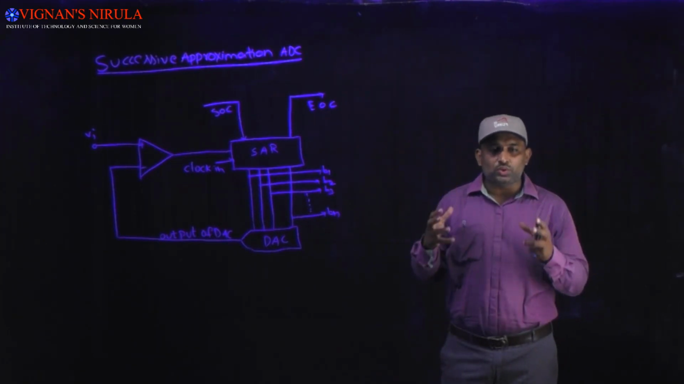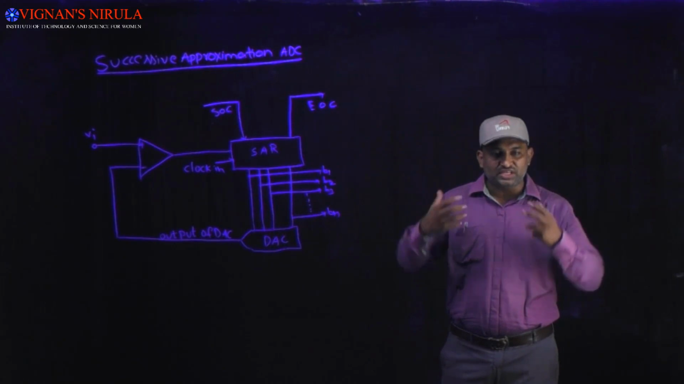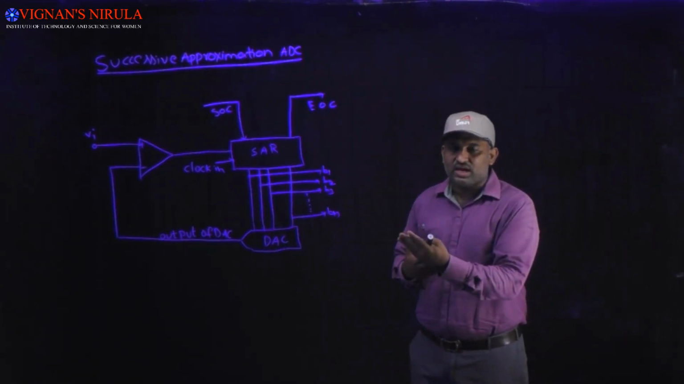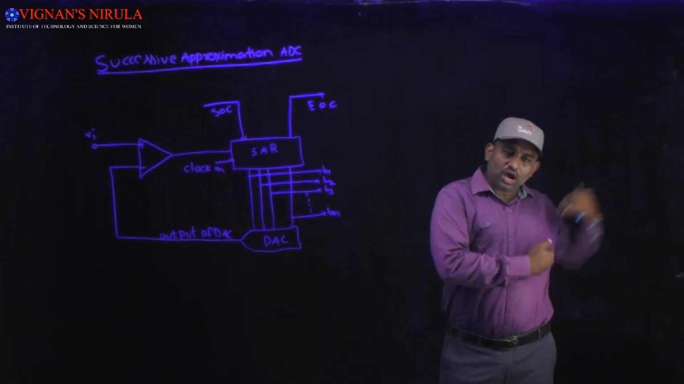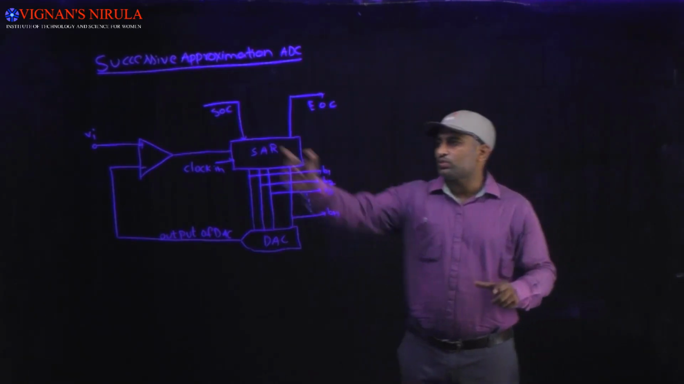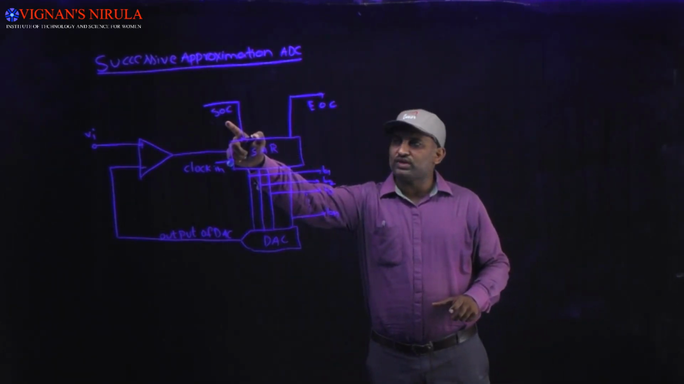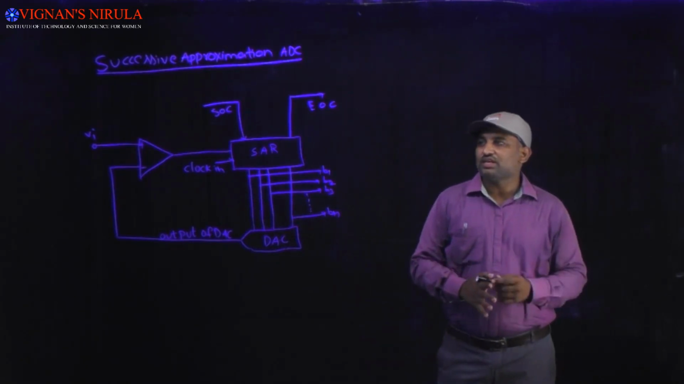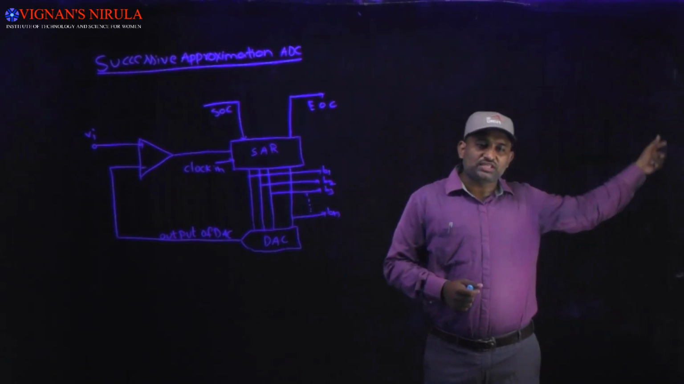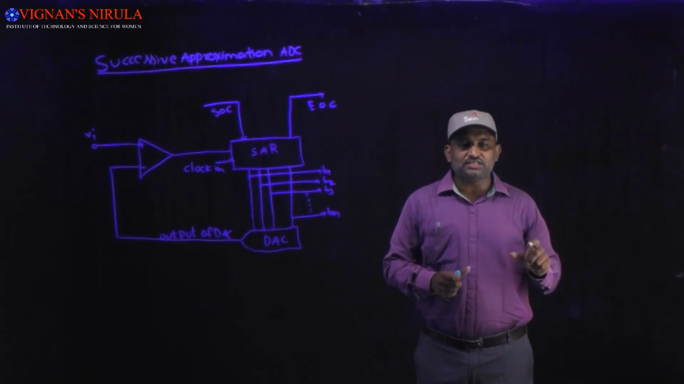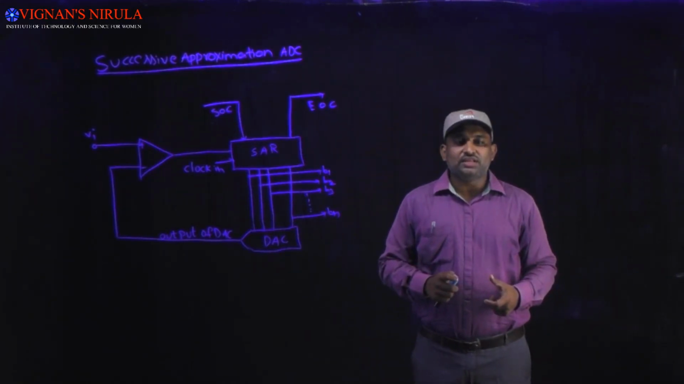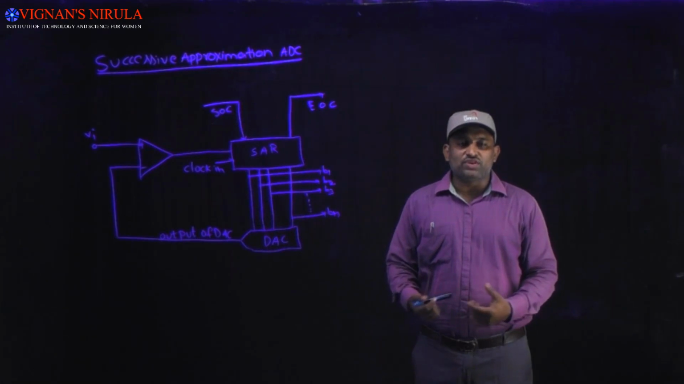These control signals are used to indicate whether we are going to start the ADC or whether we have stopped the ADC operation. For the starting of the ADC, the SOC signal is activated, and for the ending of the ADC, the EOC signal is activated. That means if the EOC signal is activated, that indicates the end of conversion, and if the SOC signal is activated, that indicates it starts the conversion process.